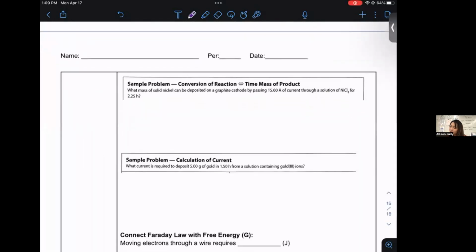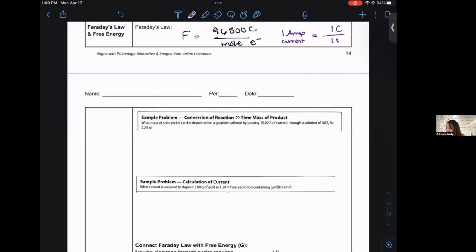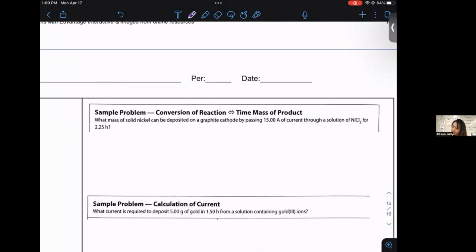So let's say I'm trying to figure out what mass of solid nickel could be deposited on a graphite cathode by passing 15 amps of current through a solution of NiCl2 for 2.25 hours. So what we would say is this is our reaction. We know that we're going to reduce nickel 2 plus. It's going to gain 2 electrons to become nickel solid.